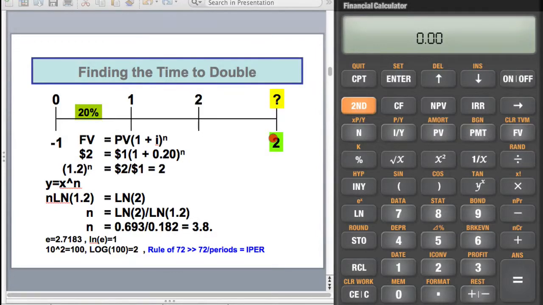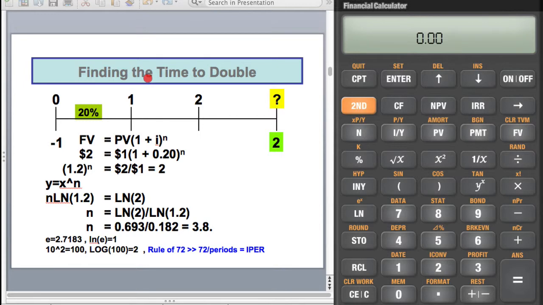In this module, I demonstrate the calculation of the time to double an initial investment. This is a time value of money technique, and I'll be using a financial calculator in the emulator mode. The calculator in this case is the Texas Instruments BA II Plus.